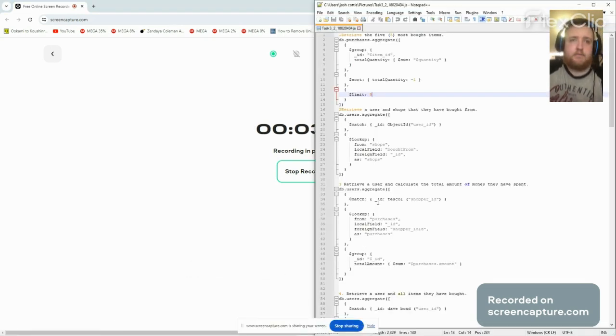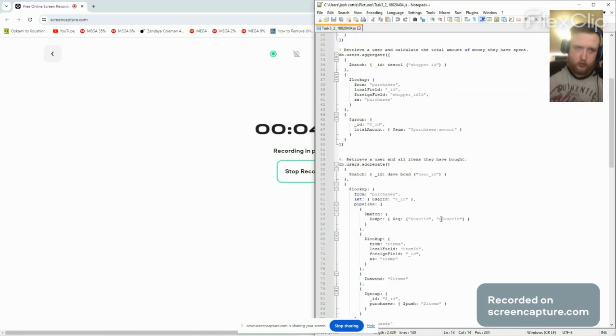Okay. Next one is, there it is. Retrieve a user, calculate the total amount of money they spent. So you match whatever user it is. You're looking at what their purchases were, and then matching the IDs, the shop ID, and what they purchased, and that's basically calculating what they bought. Then this part is where you total the amount, grouping all the IDs together, getting the total amount of what was actually purchased.